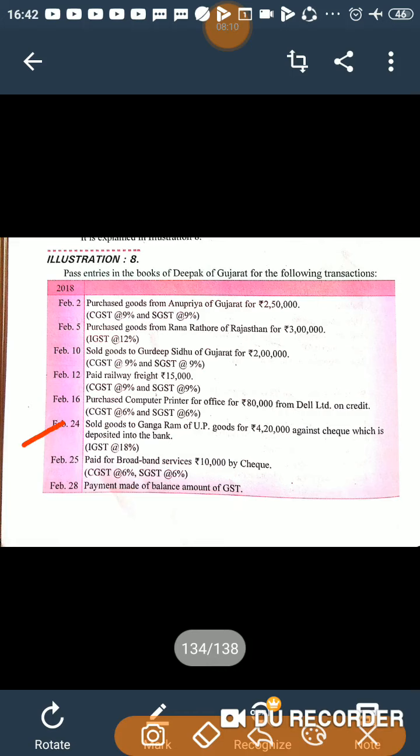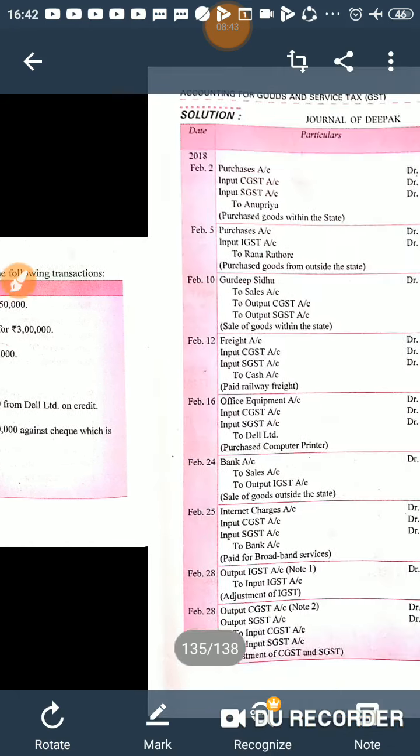Now next is February 24, sold goods to Gangaram of UP, goods for rupees 4,20,000 against check which is deposited into the bank. So this is a cash transaction, cash sale. We, Deepak of Gujarat, are selling goods to Gangaram of UP. So it's an interstate trade and it is a cash transaction. So sales account is involved, bank account is involved, and output IGST is involved.